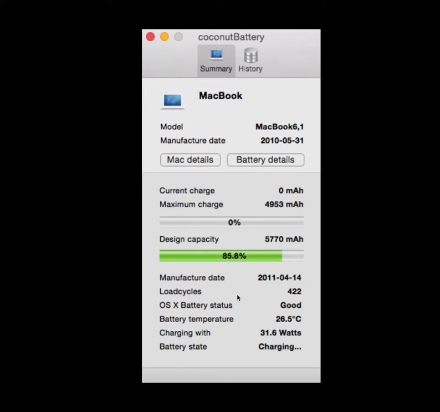Here's another one. This looks like a pretty good battery to me. 422 load cycles is on the upper end, but it's not bad. The OS is telling you it's good. 85%, that's decent. 4953 milliamp hours is 85.8% of 5700. So I would charge this up and give it a cycle, but it's probably a good battery.